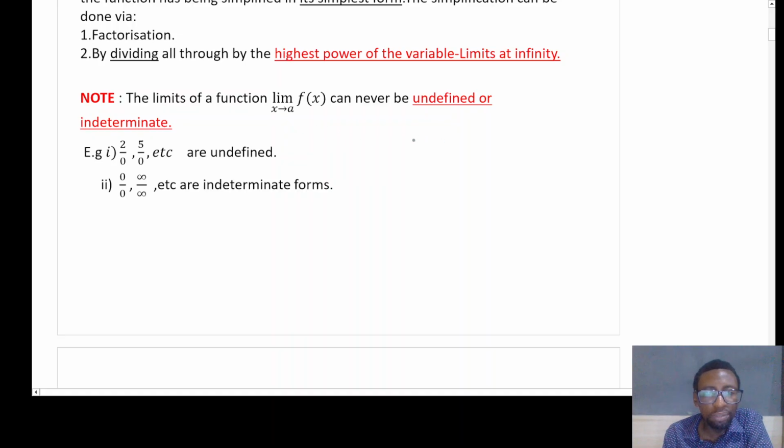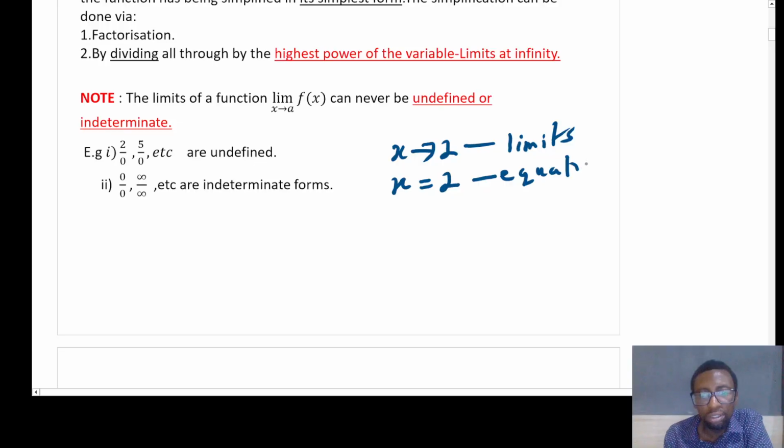This is the symbol for limit. I write x tends to 2. This is limit. I'll explain what that means. If I write x equals to 2, this is an equation. They are two different things, they are not the same thing.